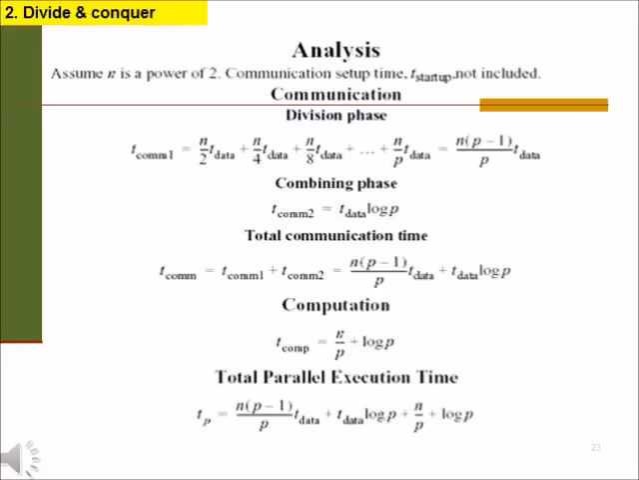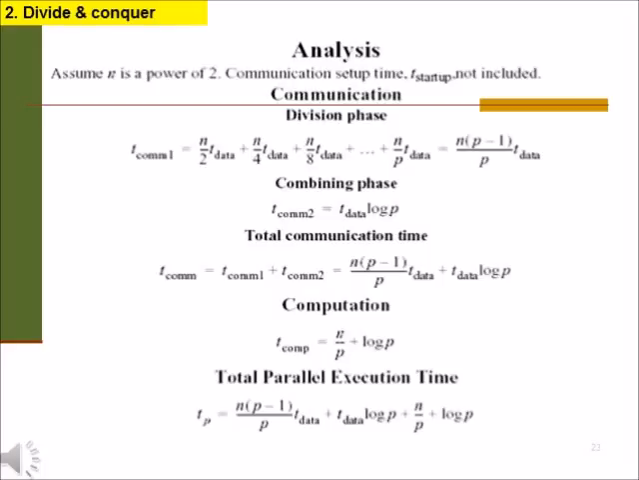There is a logarithmic number of steps in the division phase, that is, log p steps with p processes. The communication time for this phase is given by the formula shown under the label division phase. In this formula, T data is the transmission time for one data word. The time T1 is marginally better than a simple broadcast.